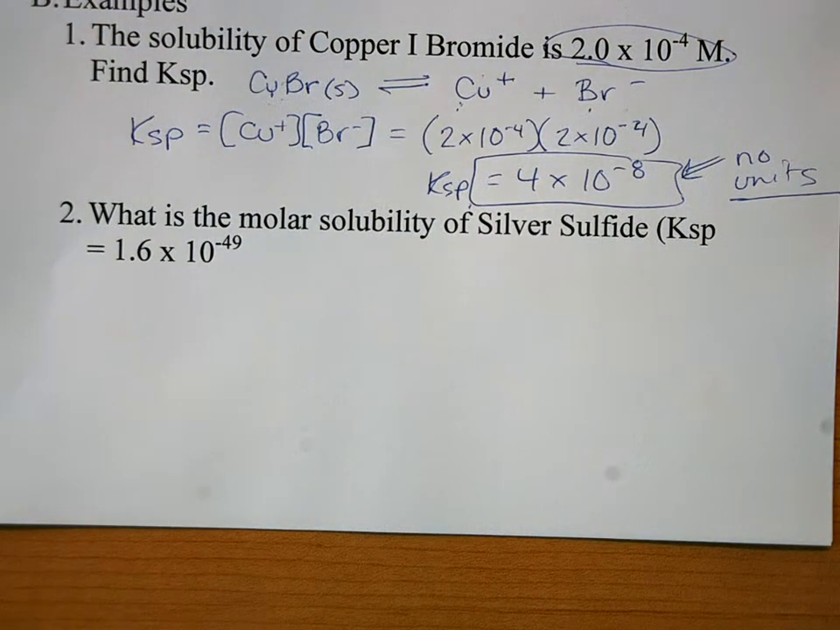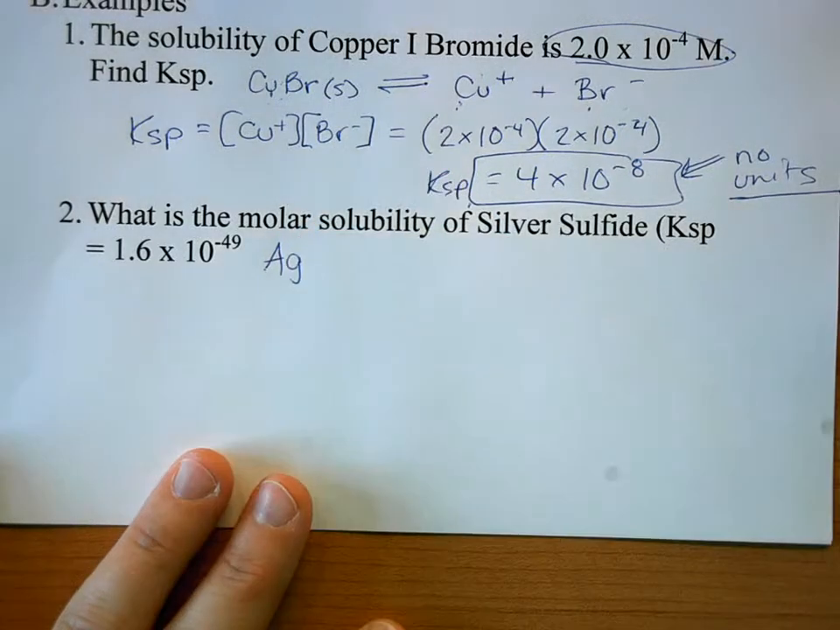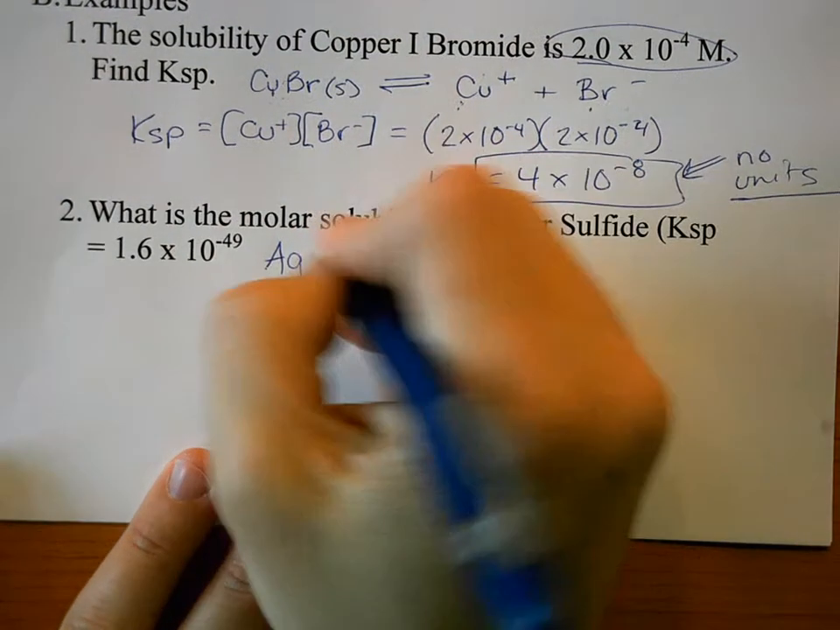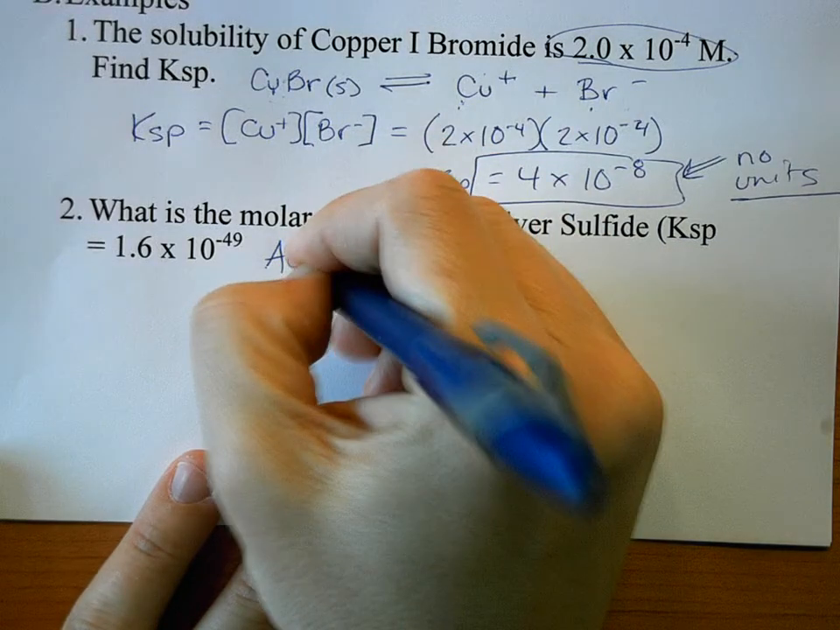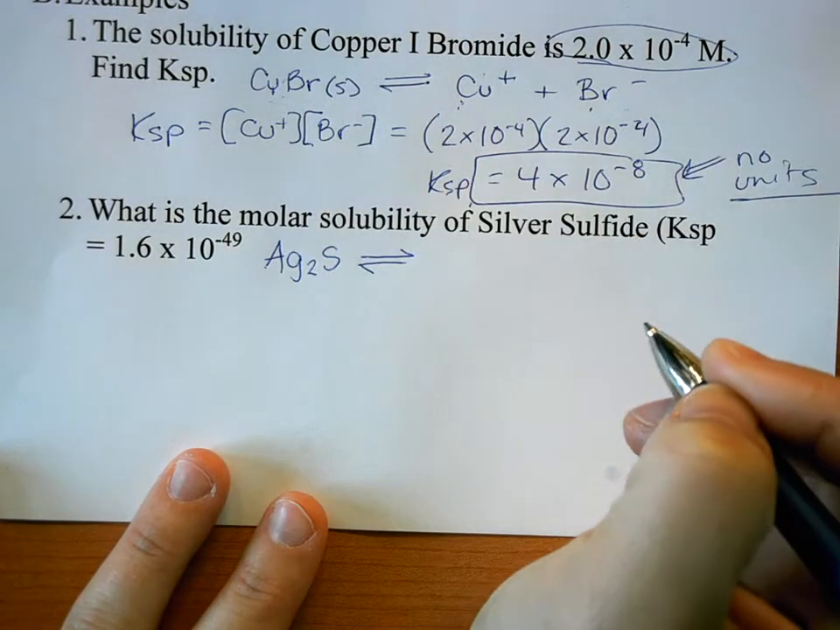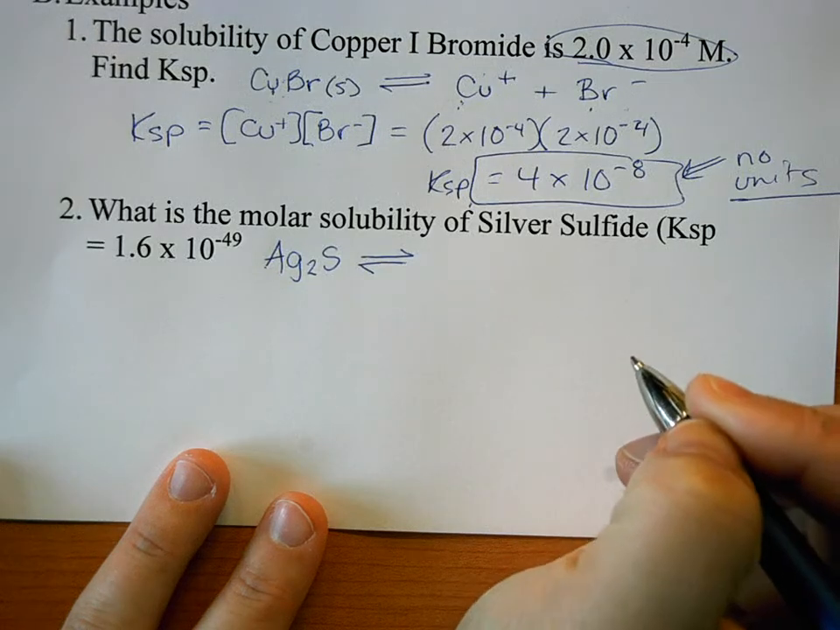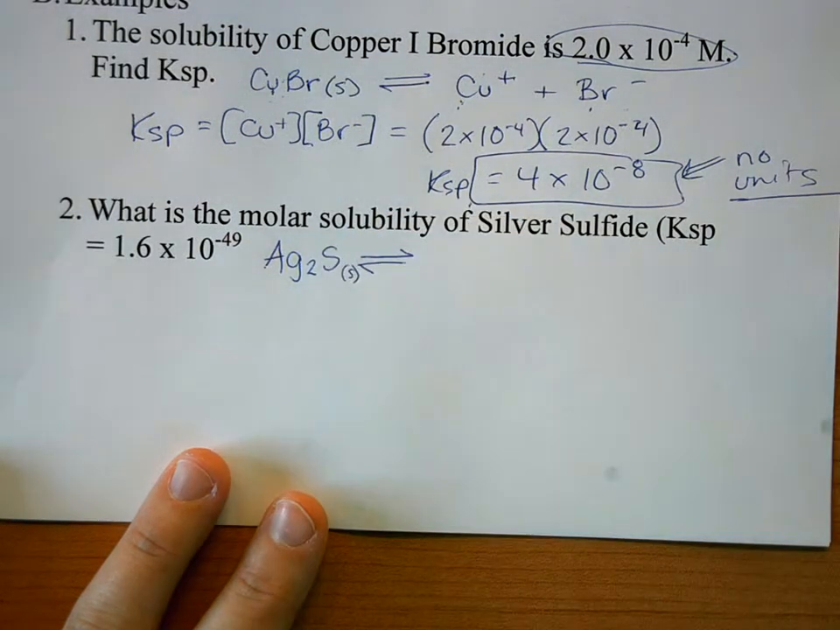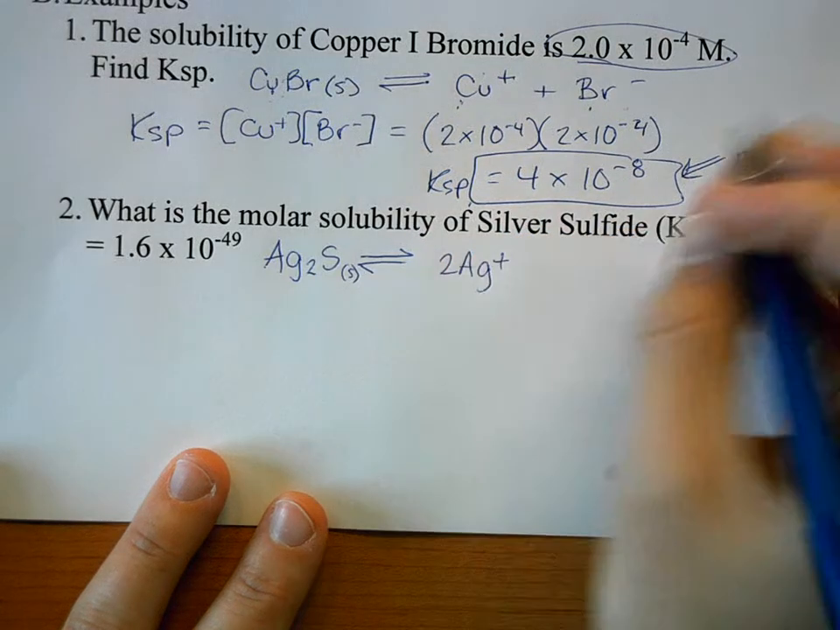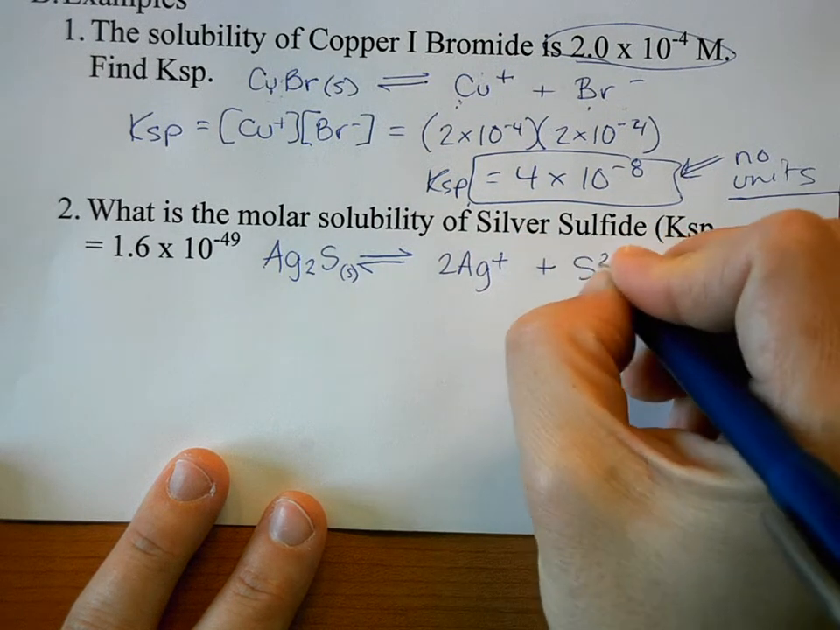What is the molar solubility of silver sulfide? And it gives you the Ksp value to be 1.6 times 10 to the negative 49. Silver is just one of those things you should know has a positive 1 charge. So silver sulfide would be Ag2S. It will partially dissociate into 2 silver ions and 1 sulfide ion.